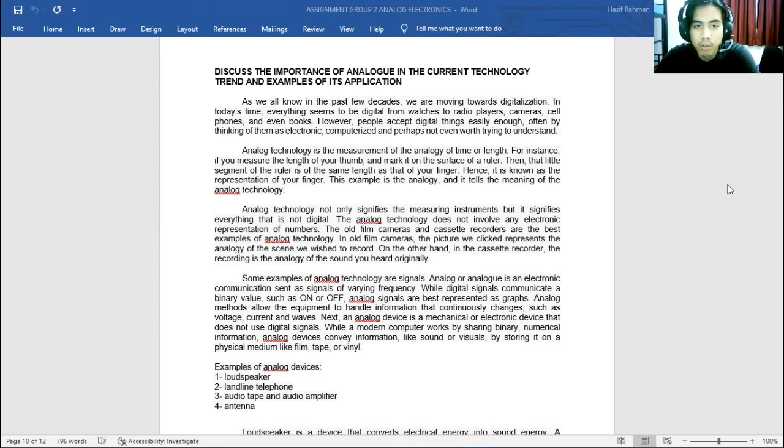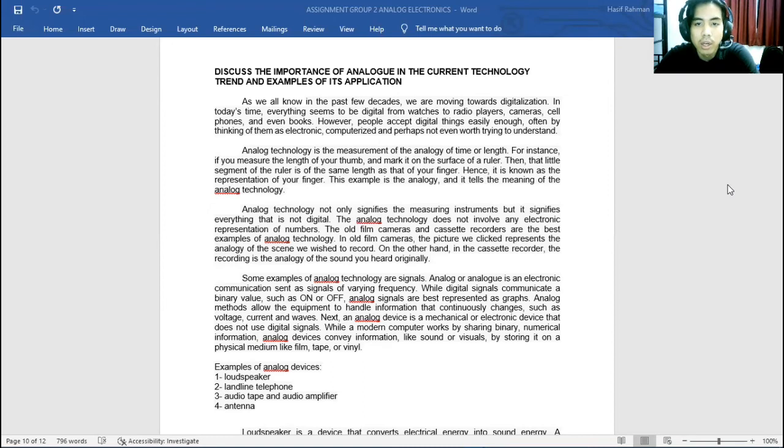For instance, if you measure the length of your thumb and mark it on the surface of a ruler, then that little segment of the ruler is of the same length as your finger. Hence, it is known as the representation of your finger. Analog technology not only signifies the measuring instrument, but everything that is not digital. Analog technology does not involve any electronic representation of numbers. The old film cameras and cassette recorders are the best examples of analog technology. Some examples of analog technology are signals.